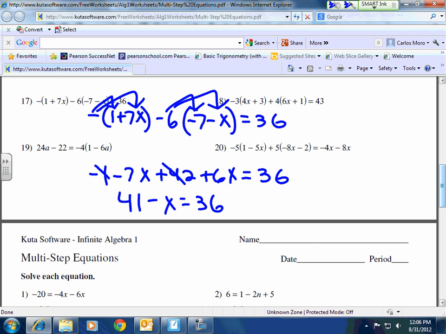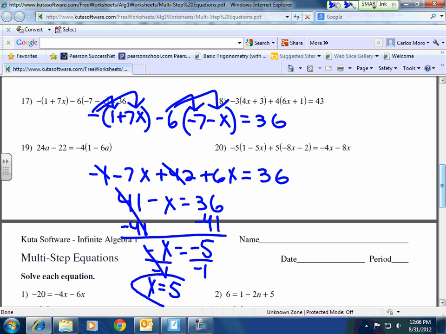Now I'm left with a two-step equation. I've got to get the x alone. So I know that 41 is being added to it and a negative 1 is being multiplied to it. So I have to get rid of the positive 41 by subtracting 41 from both sides, because I undo addition and subtraction first. Negative x equals negative 5. The relationship between that negative and that x is a negative 1 being multiplied to the x. So I divide by a negative 1, and x equals 5.